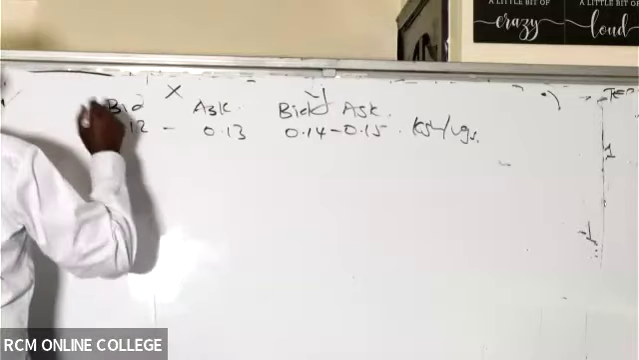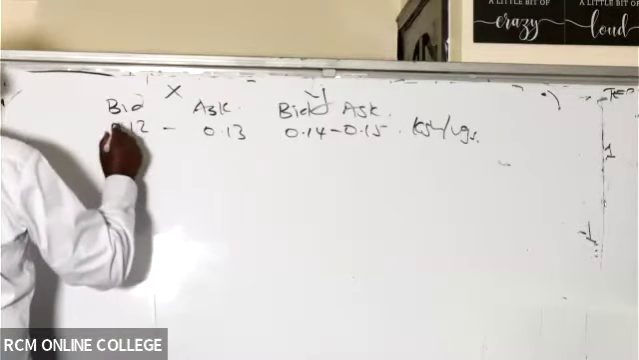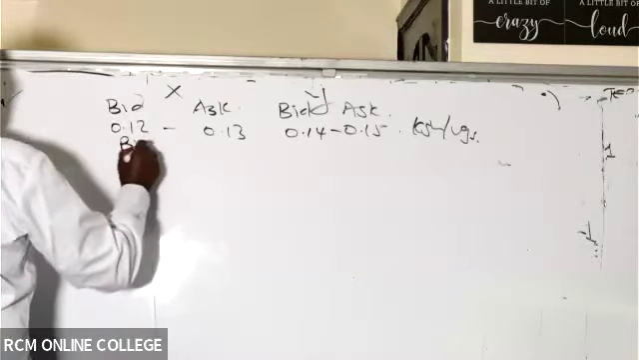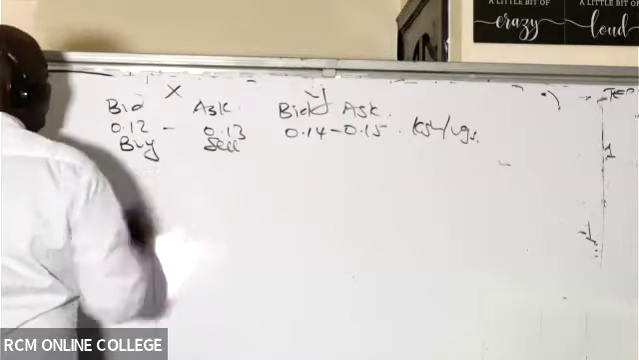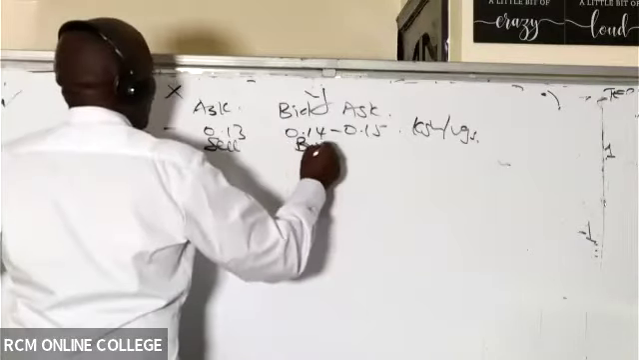Whenever the bank wants to bid, it means they want to buy. But that should never confuse you. So know that this is buy and this is sell. This is buy and this is sell.